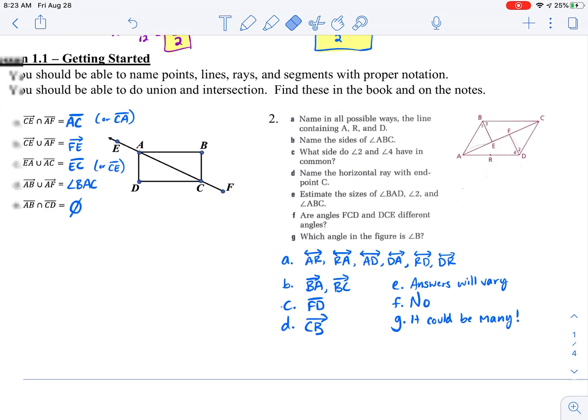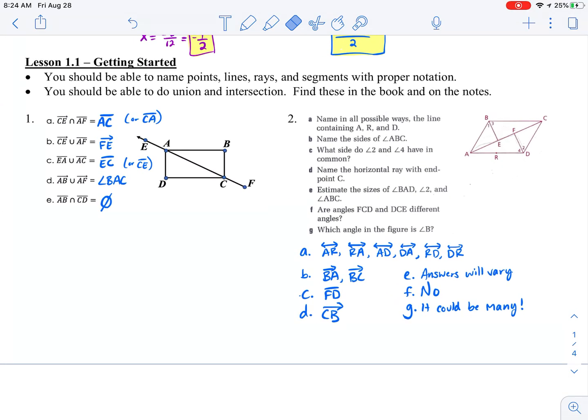All right, that is the end of section 1.1. Again, you do have your textbook with lots of problems in 1.1 if you want to look at some more examples of these.